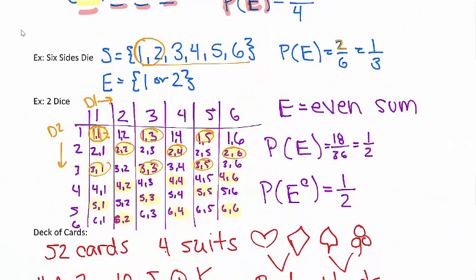So there are 18 out of 36, or a 1/2 chance of rolling 2 dice, adding them up, and having it be an even number. If there's a 1/2 chance it's even, then there's also a 1/2 chance that they would add to odd.